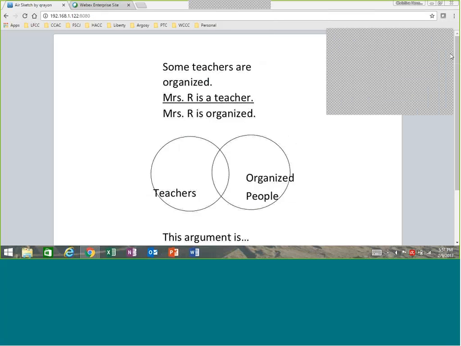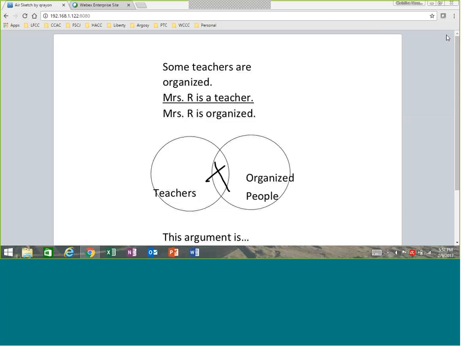Okay, so some people are saying this is valid. Let's see. Some teachers are organized. So "some A are B," that's this, where you draw the X in the middle of the two intersecting pieces. And then, okay, so I'm ignoring this, right? Some teachers are organized. I put an X right there. Mrs. R is a teacher. So Mrs. R has to be inside the teacher circle. So Mrs. R could be right there, or Mrs. R could be right there. Those are two places where Mrs. R could be, because Mrs. R just has to be inside the teacher circle somewhere.